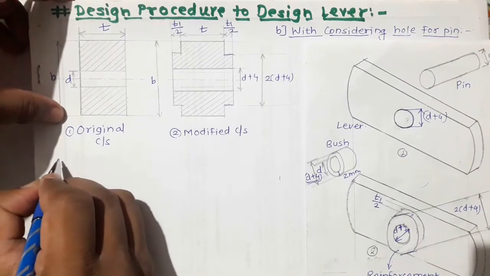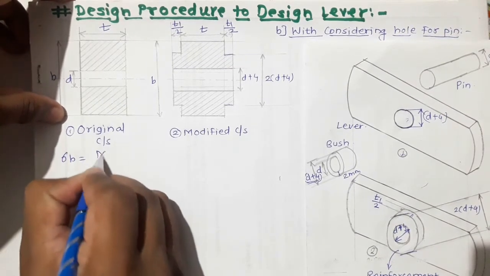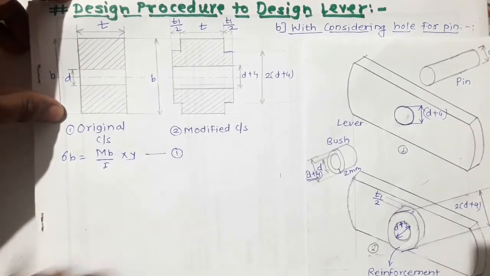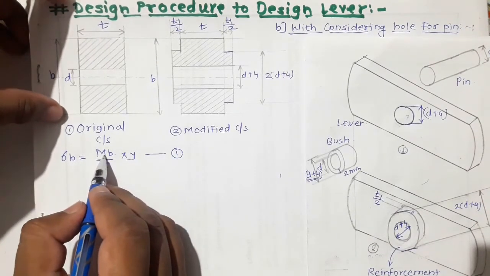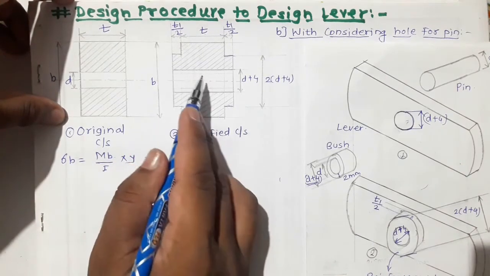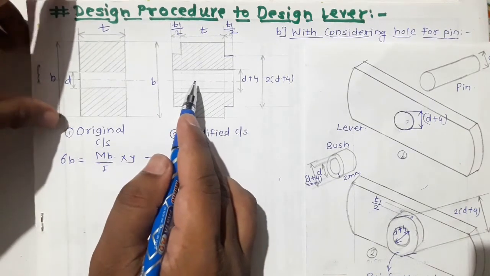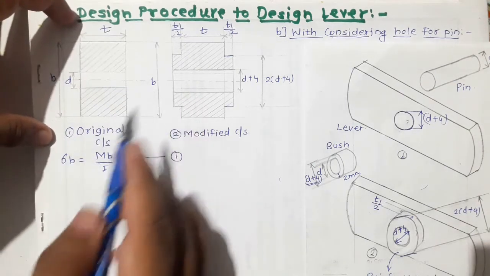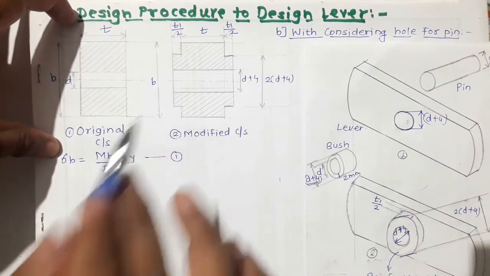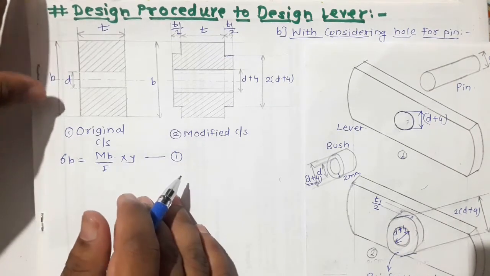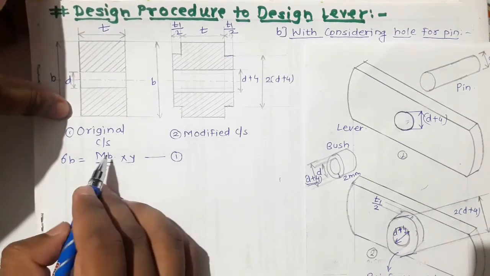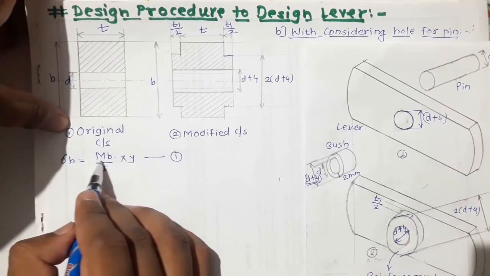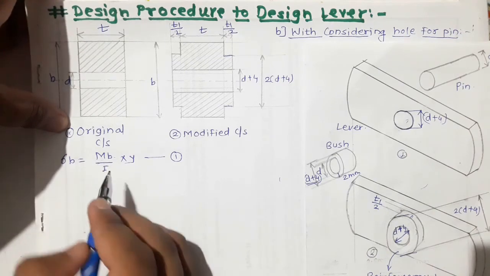Now we know that the bending stress equation is given by sigma b is equal to Mb upon I into y, equation number 1. Here the maximum bending moment Mb is independent of the cross section. It depends on the force and the perpendicular distance between the force and the point at which we want to determine the bending moment. So this bending moment will not change; it will remain the same as in case number 1. Here we cannot put the exact value or equation of Mb.